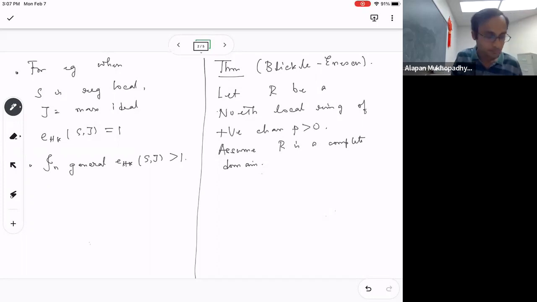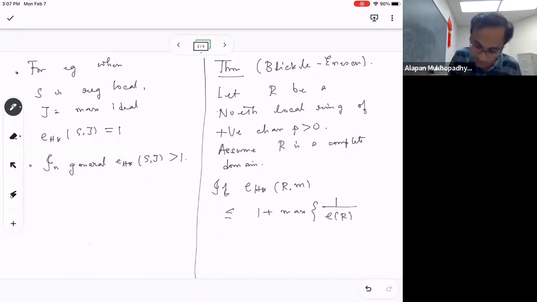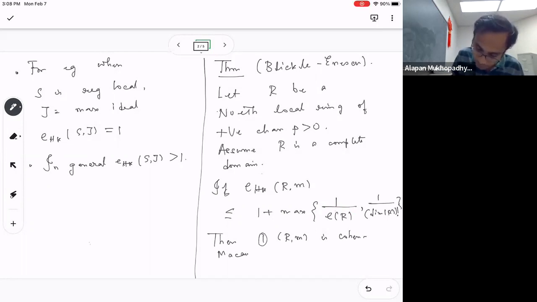So suppose the characteristic is p. If the Hilbert-Kunz multiplicity of the ring with respect to its maximal ideal is less than or equal to 1 plus the maximum of 1 divided by e_R, where e_R is the Hilbert-Samuel multiplicity, and the other term is just 1 over dimension of R factorial, then first of all, R_m is Cohen-Macaulay. And second, R is F-rational.